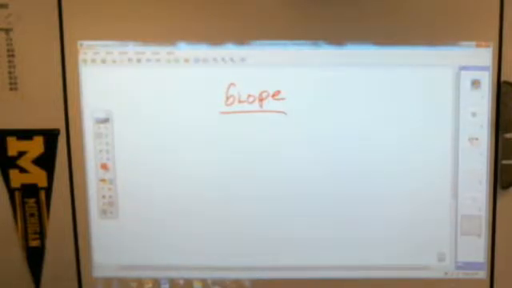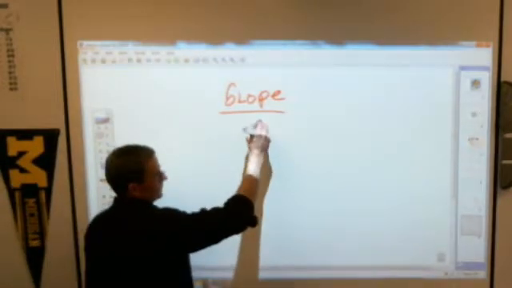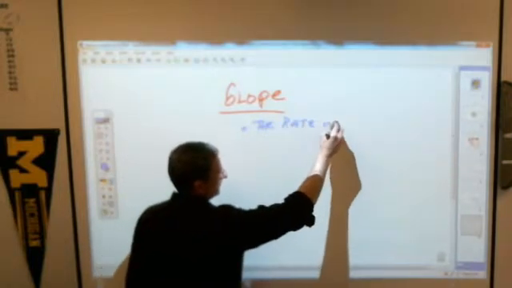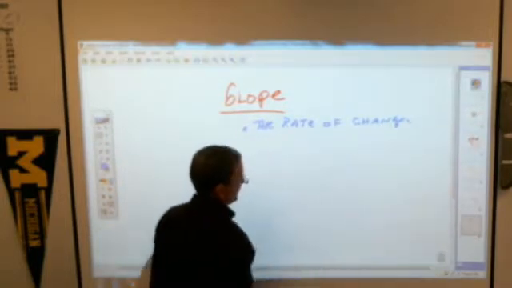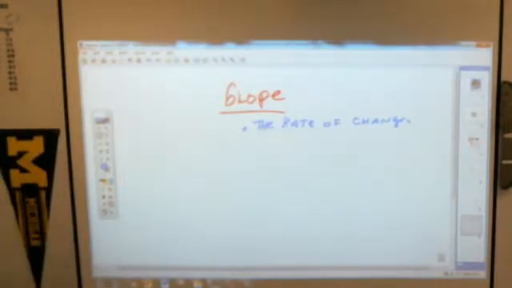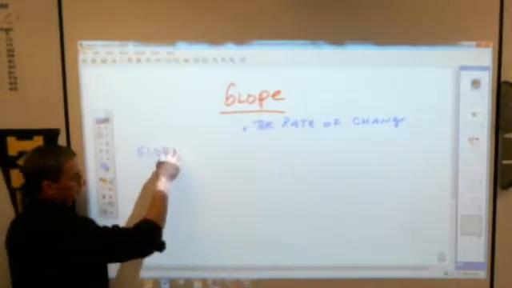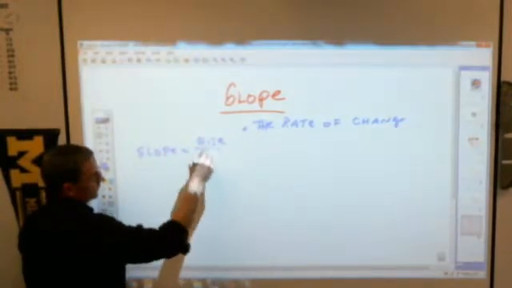Just know this. This will all be reviewed. Slope is really defined as the rate of change. And the way we threw it out there before is when you talk about slope of something, you have the change. Well, there's a bunch of different ways to say it. Here we go. Slope equals the rise over the run.